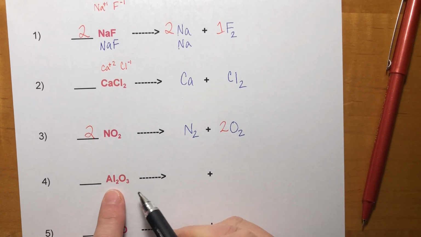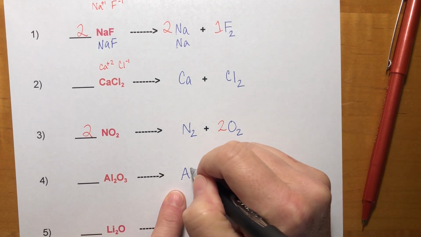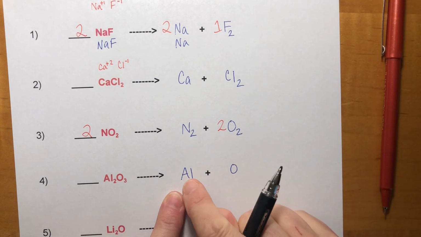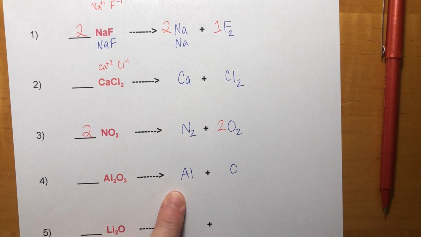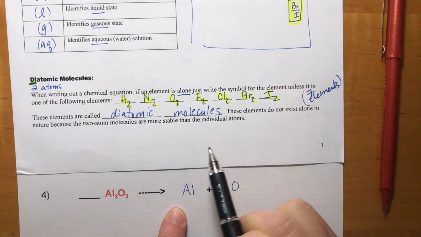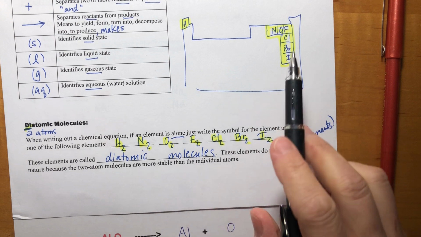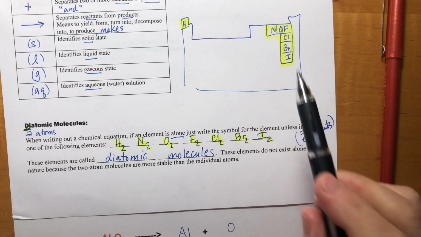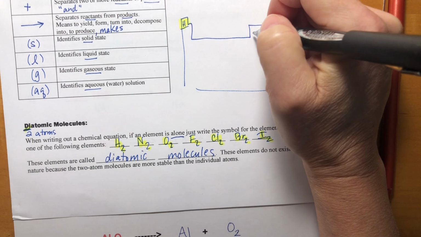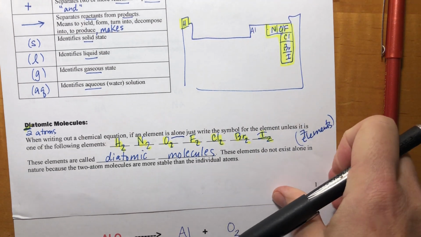Next, we've got aluminum oxide. Let's break this up. Write down the aluminum and write down the oxygen. They just broke up. Are any of them diatomic? You should be getting good at this by now, right? Yes, the oxygen. It's one of the atoms that has to be written as diatomic. Does aluminum? No, aluminum's over here. It doesn't need to be written as diatomic.